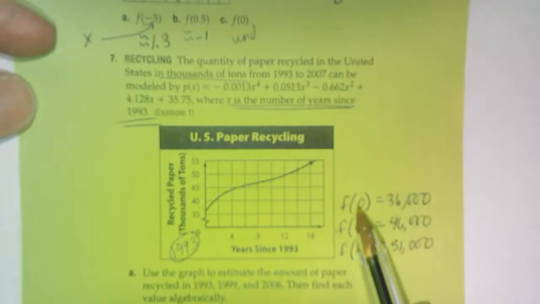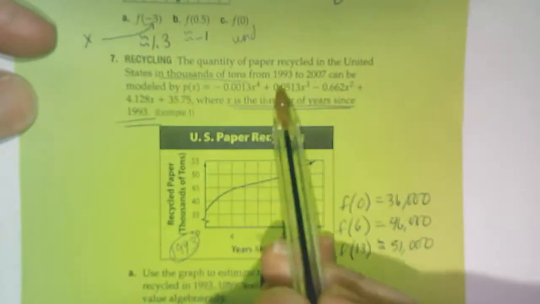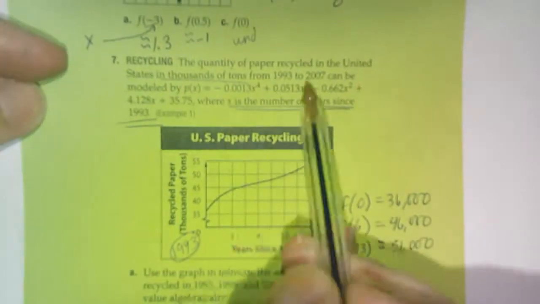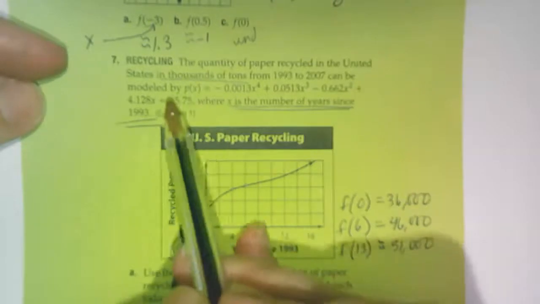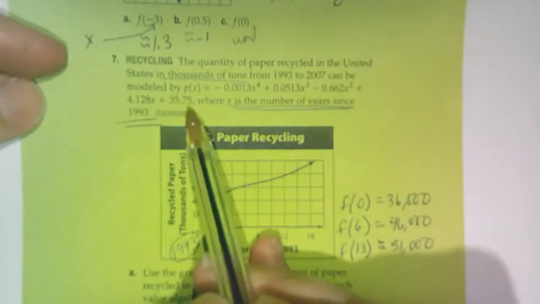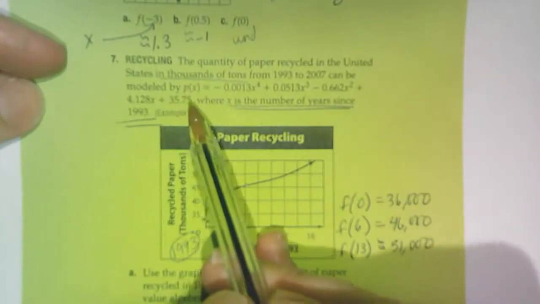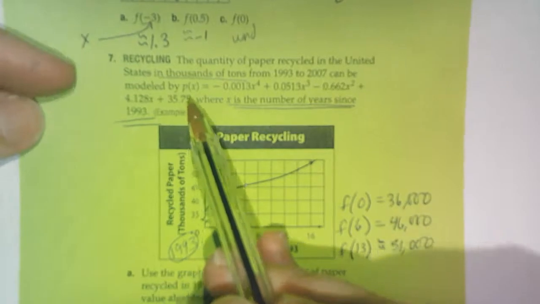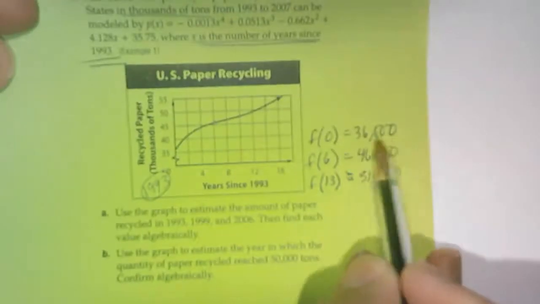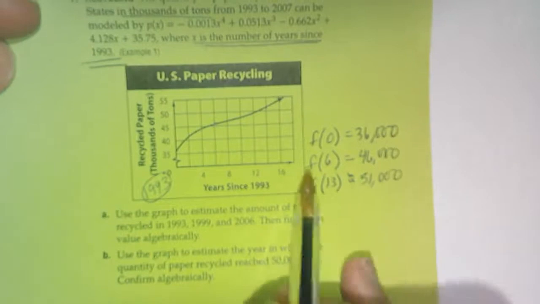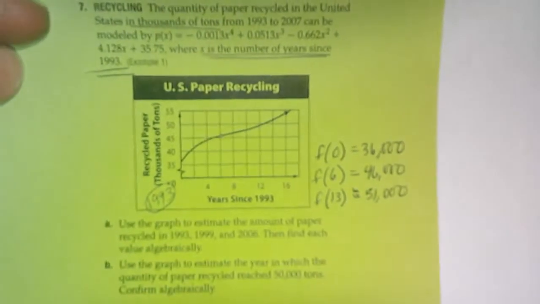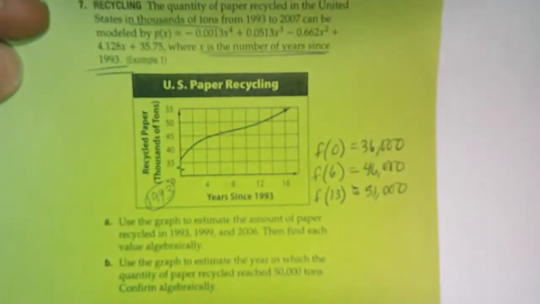So if we want to find f of 0, you would plug it into this function right here. 0 would cancel everything except this last number, 35.75, which is roughly 35,750. That's pretty much what we got. And that's what you would do, then find f of 6. I'm not going to do that. I'm going to assume you can algebraically plug it in, right?